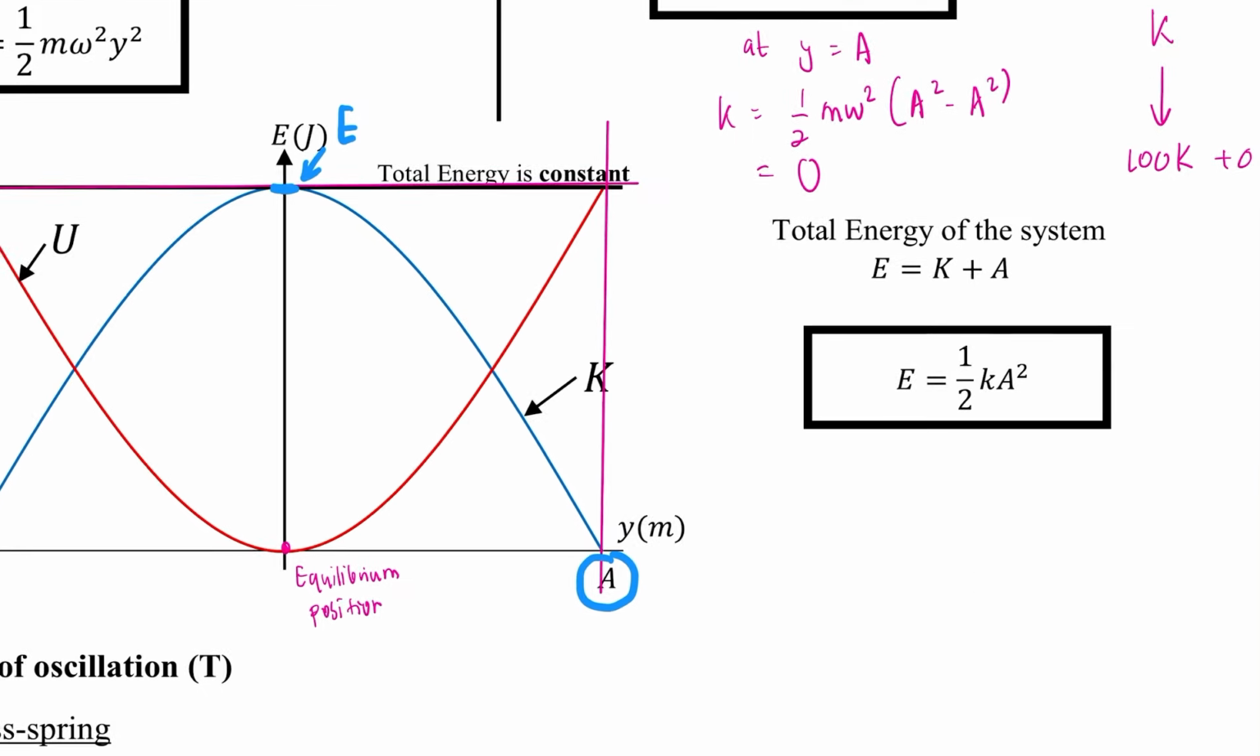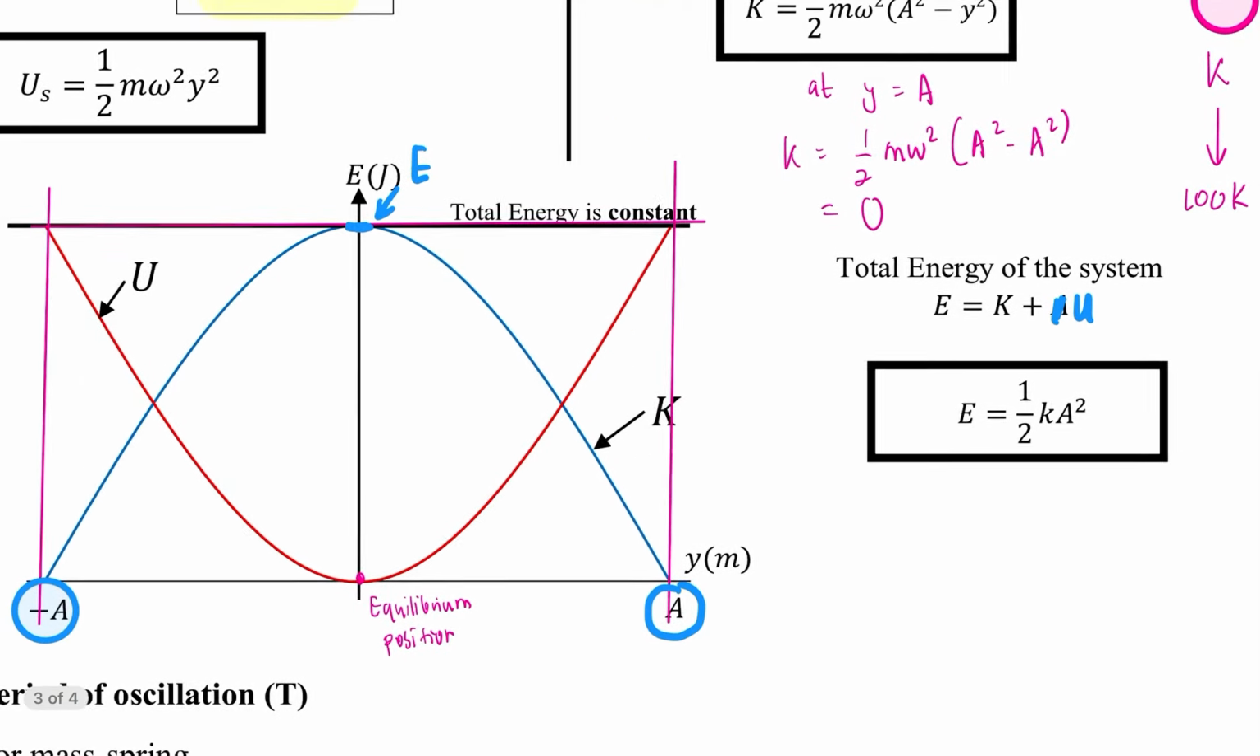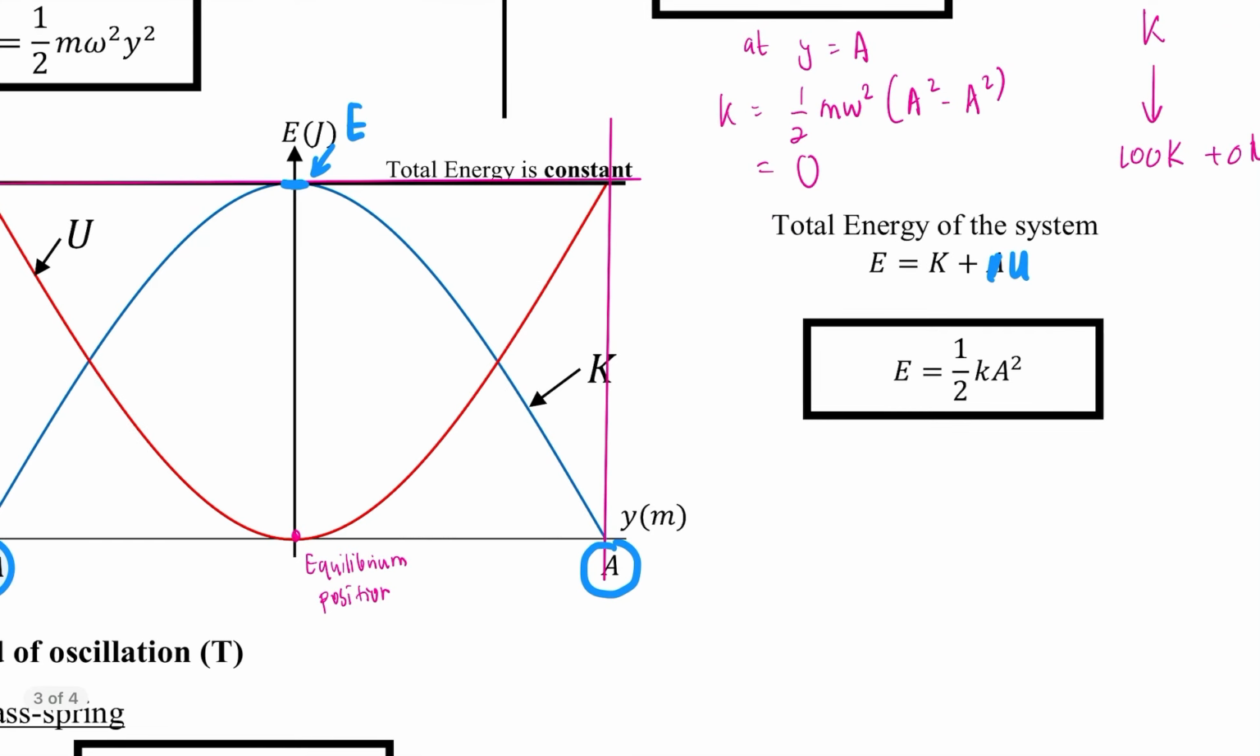So total energy of the system is E equal to K plus U. So we add both of them, and we can conclude that E equal to half Ka square. So this is the total energy of the system. E equal to half Ka square.